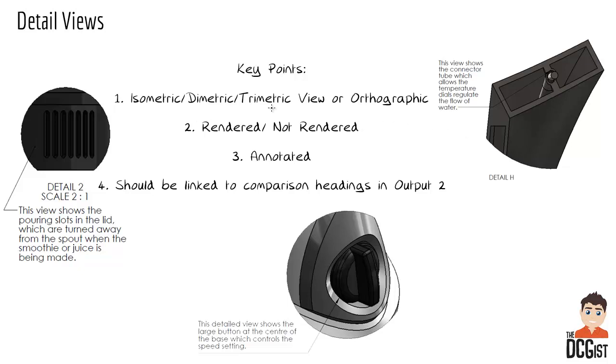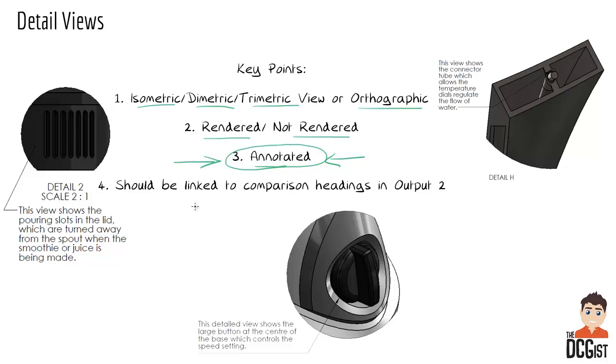Okay. The key points for these detail views then is that they can be either isometric, dimetric, trimetric, or orthographic, depending on which way shows off the detail the best. They again can be rendered or not rendered. The annotation here is absolutely vital, okay? The annotation of your details is probably the most important annotation that you're going to put in, because when you put in a detail view, you're really trying to show something in particular off, and make sure that you're telling the person that's looking at your portfolio exactly what it is that you're trying to show.